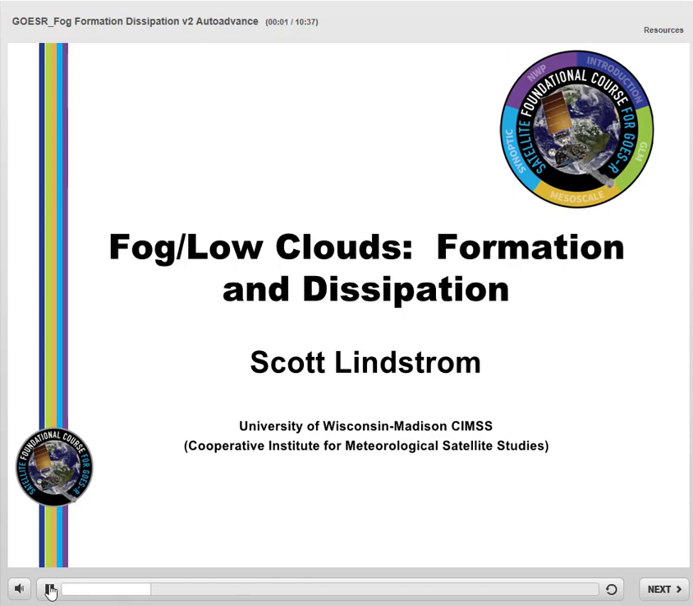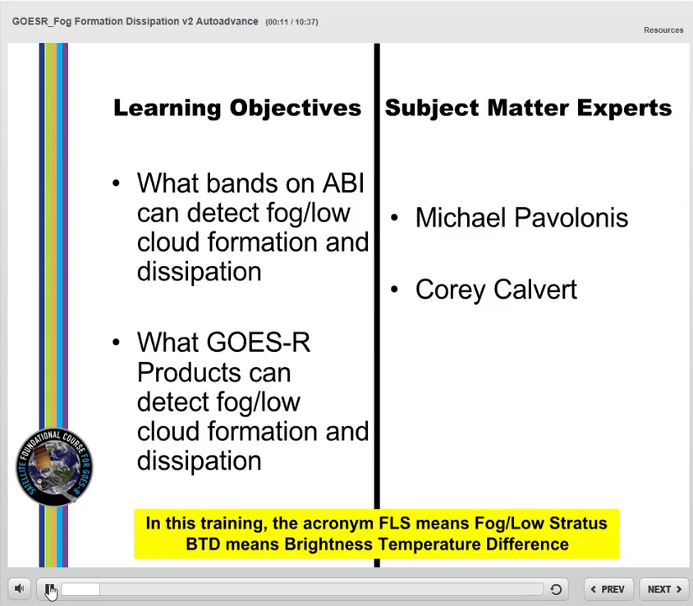This is a satellite foundational course for GOES-R on fog formation and dissipation with a focus on how to detect fog. I'm Scott Lindstrom from SIMS, and I will lead you through this training. Learning objectives are on the left.